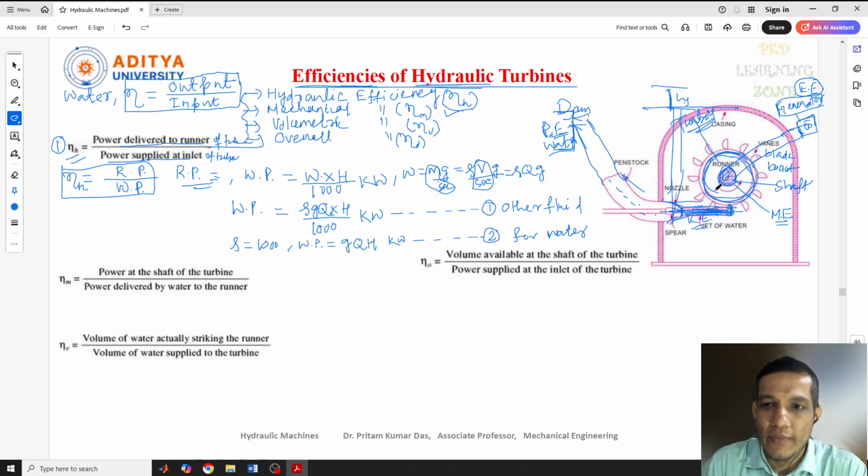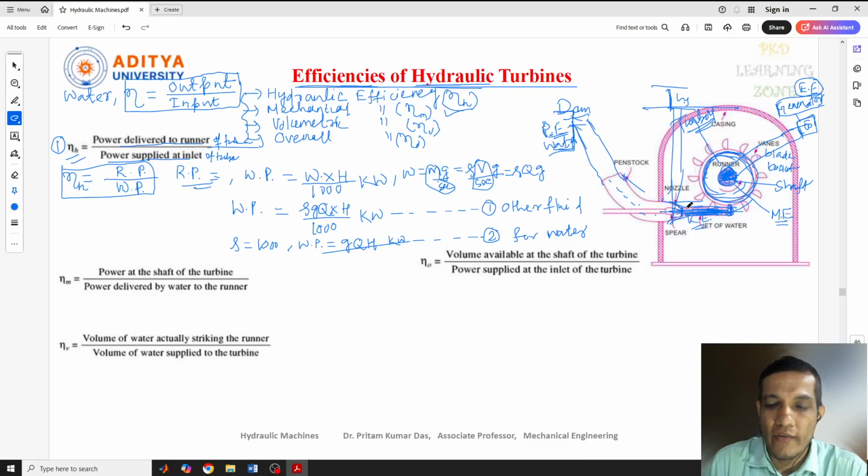That means that will be transmitted to the shaft. That will be transmitted to the shaft of the turbine, obviously. So once it is striking here, due to the rotation, the runner is shifting to this shaft. Finally, it's coming to the shaft. That's why the power at shaft of the turbine, this is output. Final output. See how much we are applying here and how much is going to rotate.